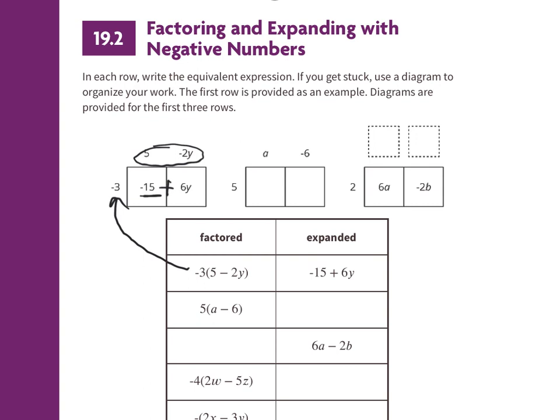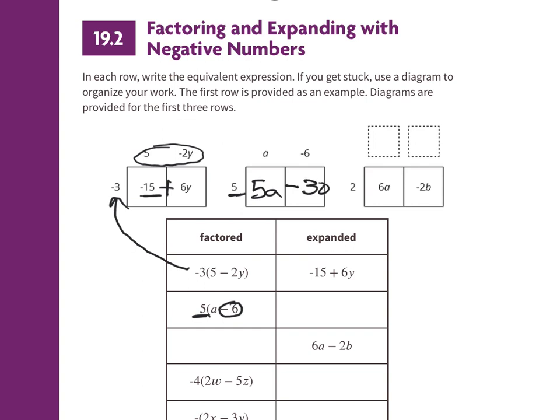All right, so let's look at the second one. We have 5 on the outside, so it's going to go on the side of the box, and then we have a minus 6. The minus always goes with the number after it. So the 6 is after the minus, so the minus goes with the 6. So looking at this chart up here, 5 times a, we just put them together, it's 5a, and then 5 times negative 6 is negative 30.